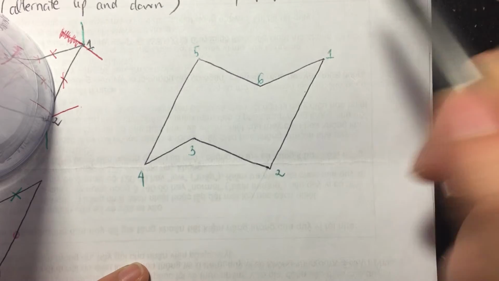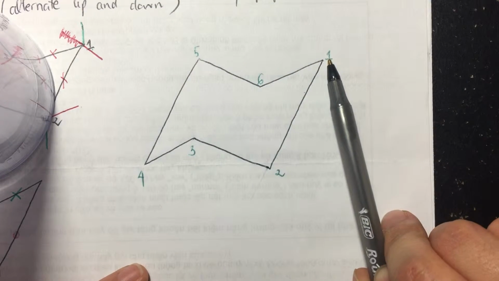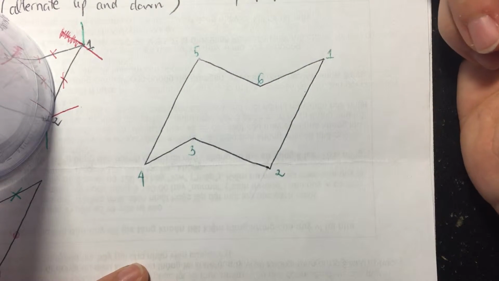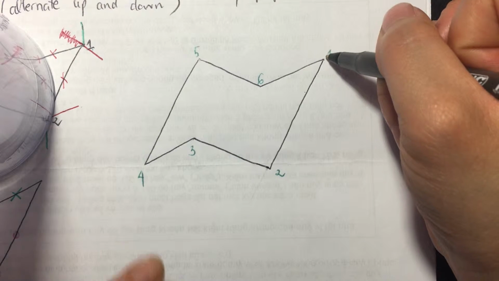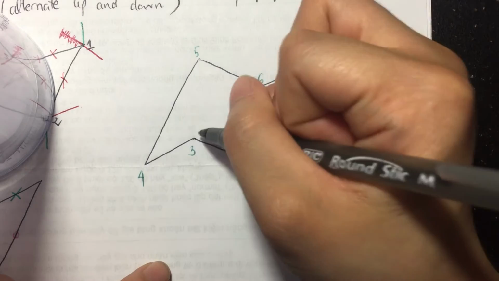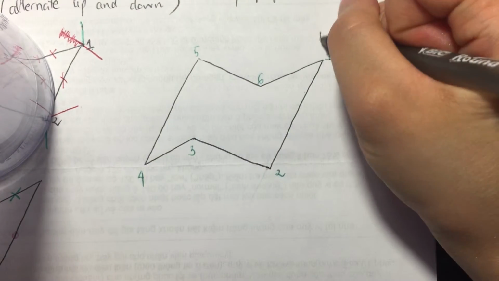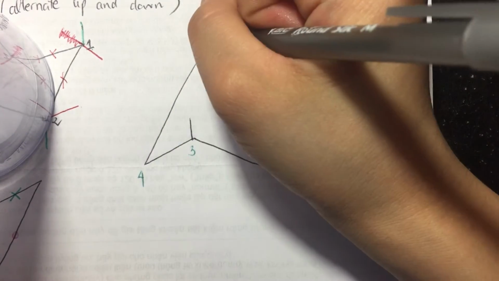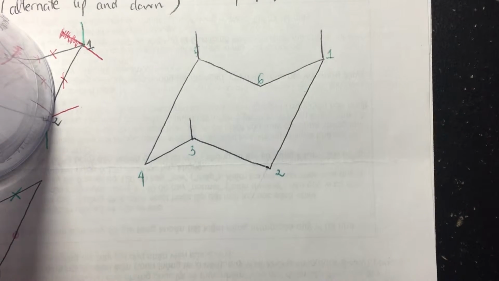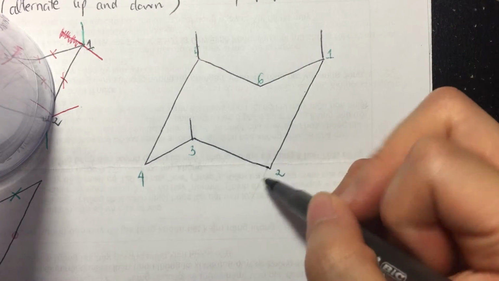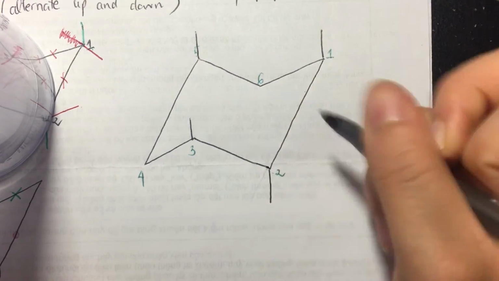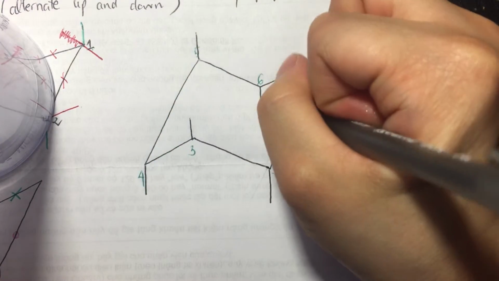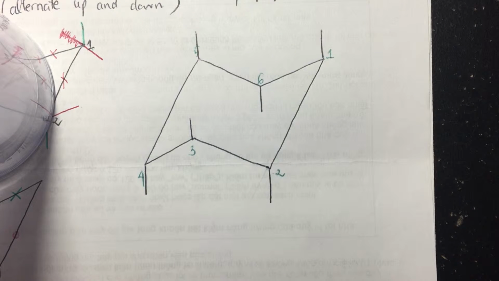As I said, for odd numbers, the axial line should be up. So I have odd numbers 1, 3, and 5, and the axial line is always up. And for the even numbers, which are 2, 4, and 6, the axial line should be down. So down for even numbers. That's really easy, drawing the axial lines.